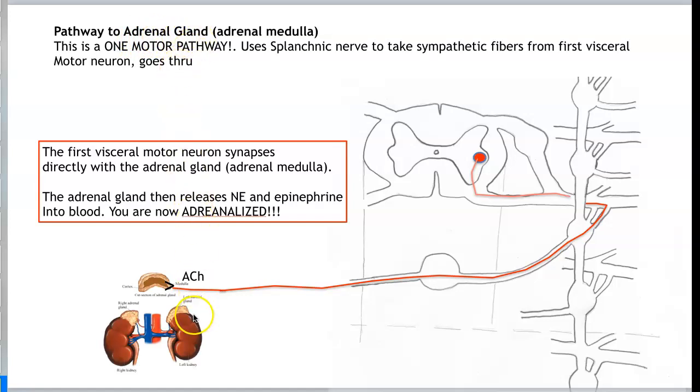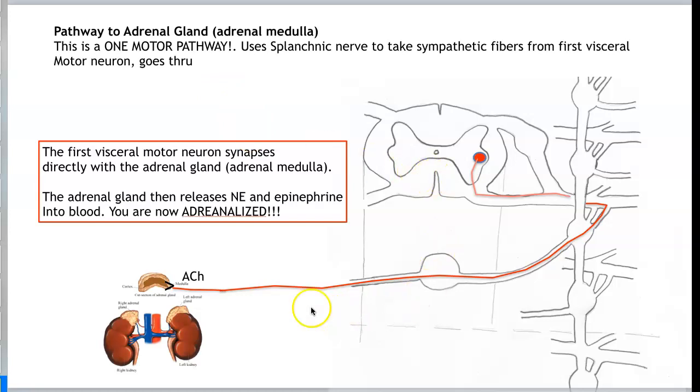These adrenal glands are located on top of the kidneys. This is an endocrine gland. Remember, adrenal is telling us it's on top of the renals. It's on top of the kidneys. This is an endocrine gland. This is a one motor pathway. This is the only one that gets a one motor pathway. It is not going to be synapsing with a second visceral motor neuron.